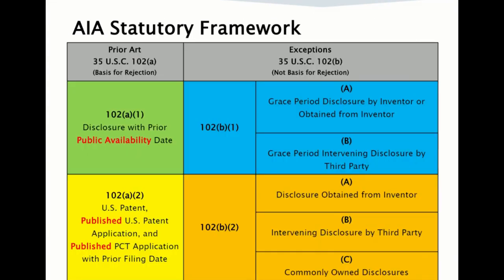35 U.S.C. 102A1 and A2 were covered in previous modules. This module will focus on the exceptions to 102A under 102B.